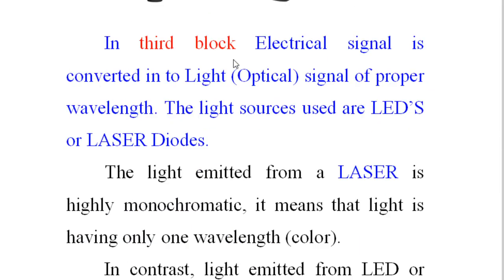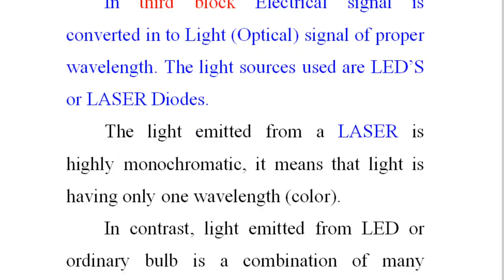Now in the third block, what is there? In the third block, electrical signal is converted into light, that is optical signal of proper wavelength. The light sources used are LEDs and laser diodes. So you can stop the slide. You can read it again and again. This is the advantage of this technology.